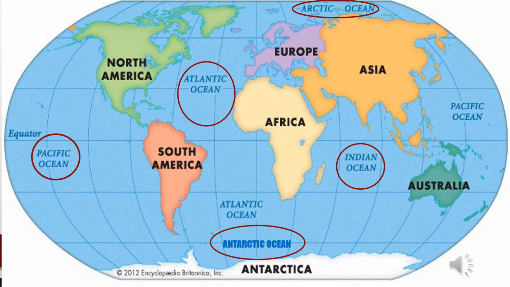There are 5 oceans. This is the Arctic Ocean, Pacific Ocean, Atlantic Ocean, below India is the Indian Ocean, and above Antarctica is the Antarctic Ocean. Among the 5, you can see clearly the largest and the smallest ocean. The largest ocean is the Pacific Ocean and the smallest ocean is the Arctic Ocean.